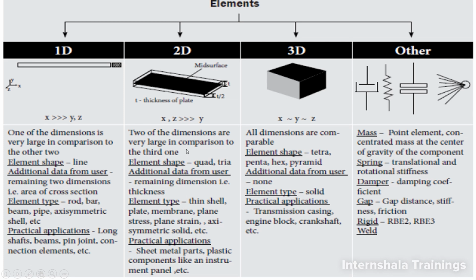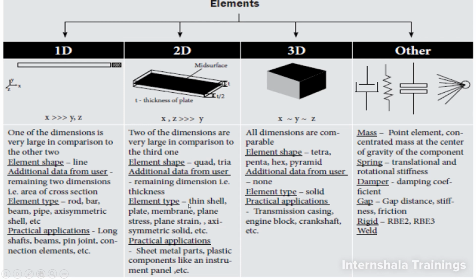Then coming to the next one, the 2D. So here two dimensions are much larger in comparison to the third dimension. For example, in the plate, the length and width of this particular plate are very large in comparison with the thickness of this particular plate. So we are going to use 2D elements to mesh such type of geometries. Here the element shapes used are quad elements and triangular elements. And we need to provide the remaining dimension, which is nothing but the thickness, to this element.